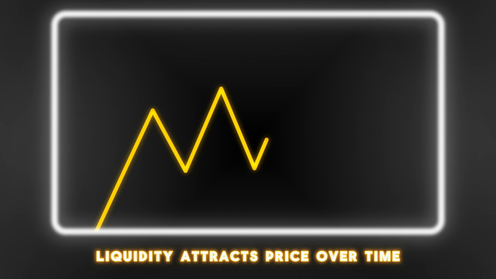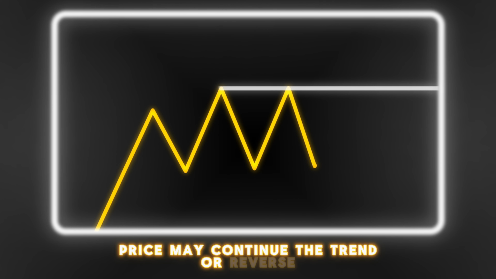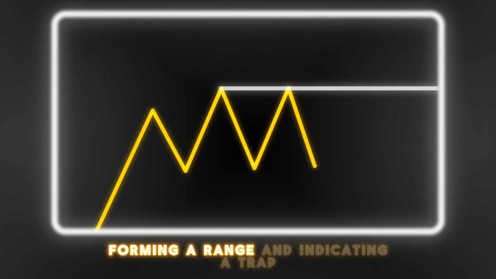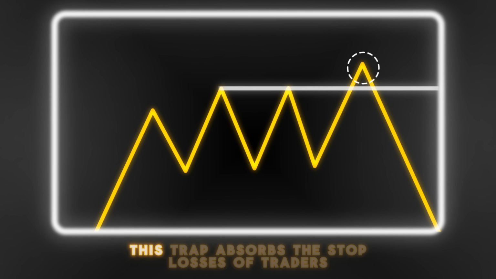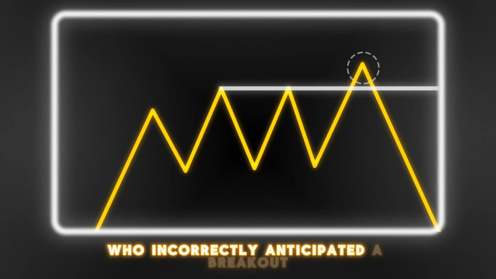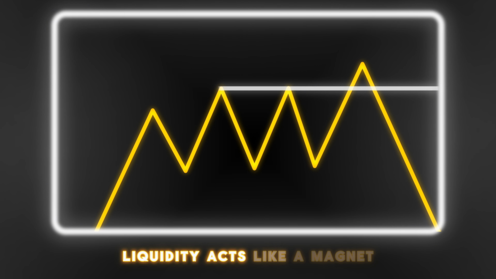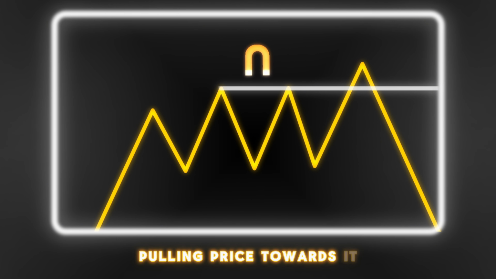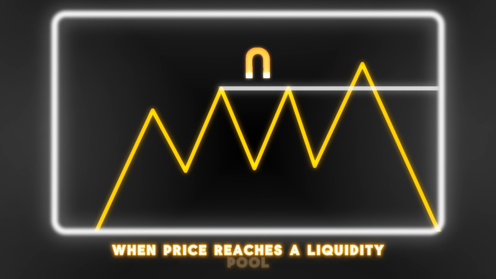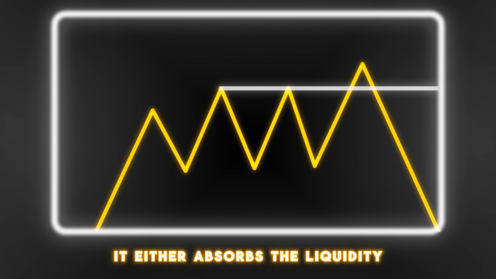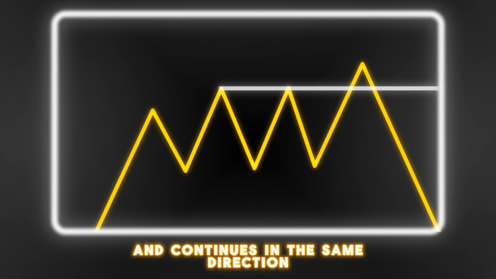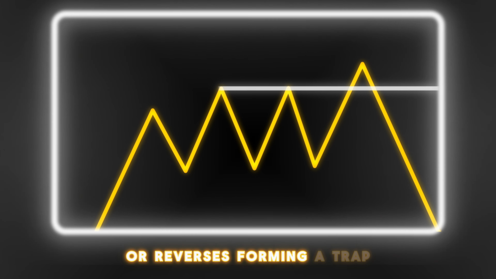So what is the primary function of liquidity? Liquidity attracts price over time. Price may continue the trend or reverse, forming a range and indicating a trap. This trap absorbs the stop losses of traders who incorrectly anticipated a breakout. Liquidity acts like a magnet, pulling price towards it. When price reaches a liquidity pool, it either absorbs the liquidity and continues in the same direction, or reverses, forming a trap.